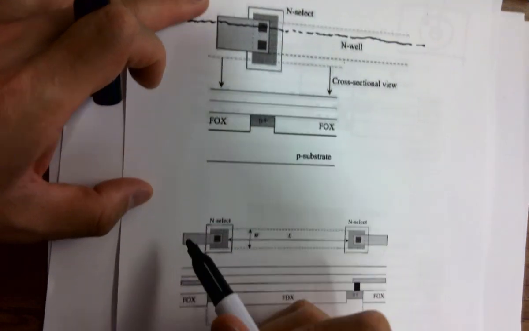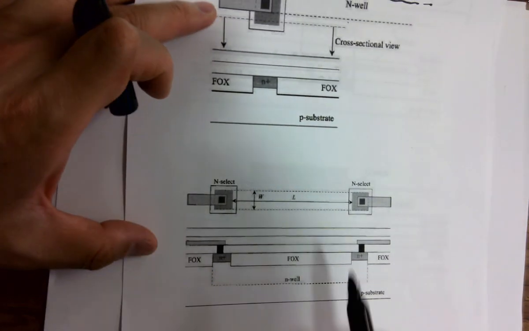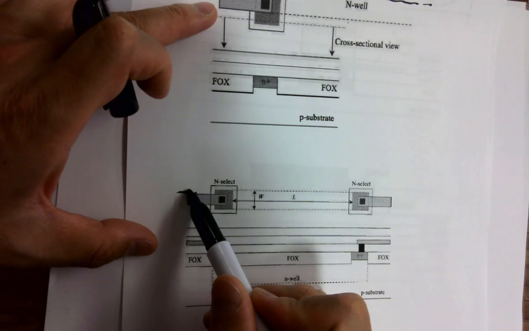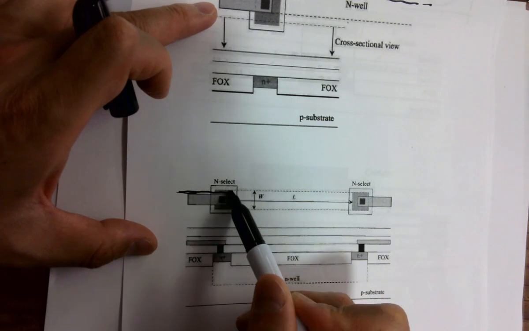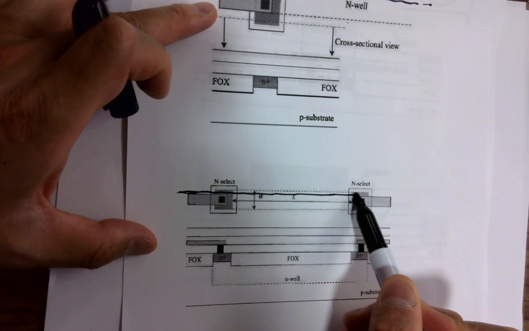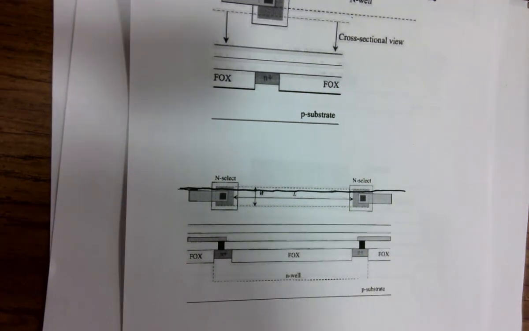For this one, the solution is given. See if you can draw up one here, just slightly above that, and turn it in. No metal one, okay? No metal one, just above the N select and P select, N select and N act. And there's N well.